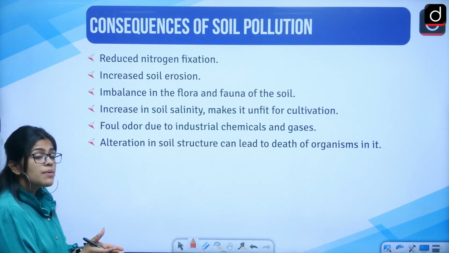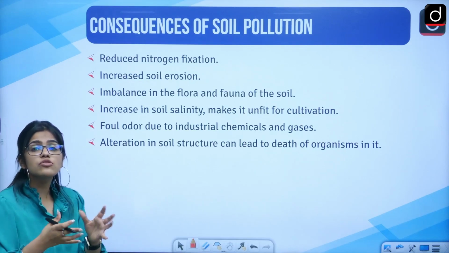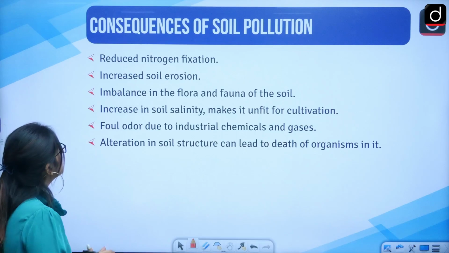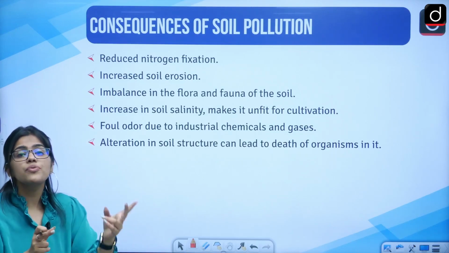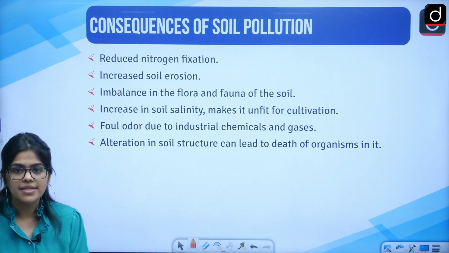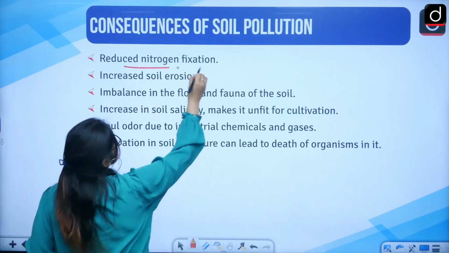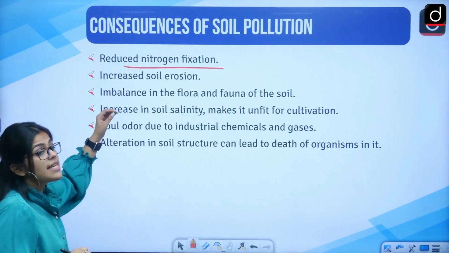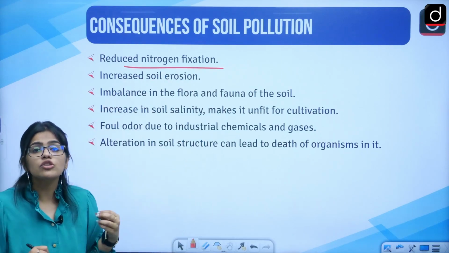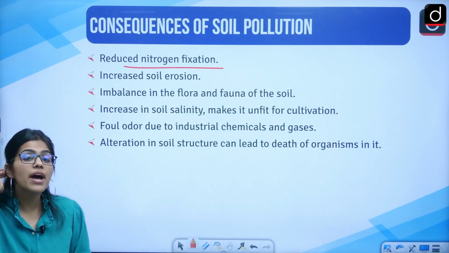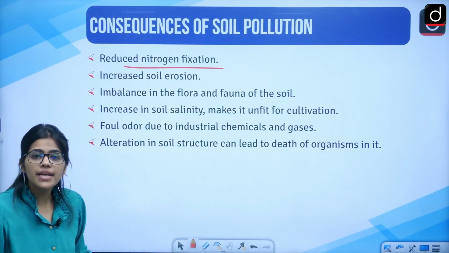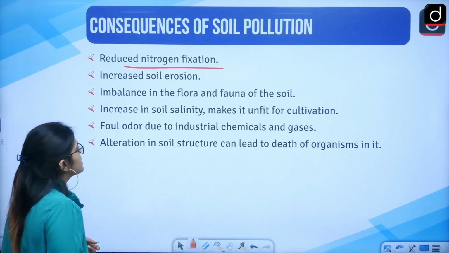What are the consequences of soil pollution? If this is not stopped, what can happen? There can be a reduction in the natural cycles that are present there. So nitrogen fixation can be affected. It can increase soil erosion. The topsoil that has humus, the most fertile part of the soil profile, can lose its own properties. So soil erosion can be seen.